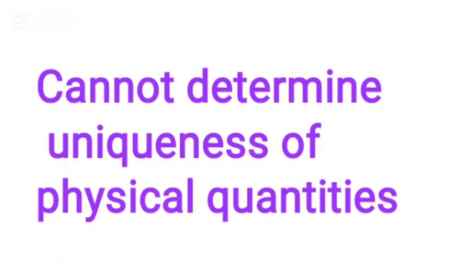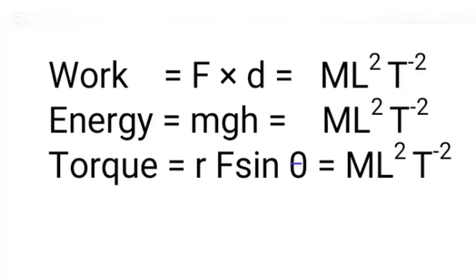One limitation of dimensional formula is that it does not determine the uniqueness of physical quantities, because work, energy, and torque have the same dimension. Consequently, the same derived unit is broken down to the three basic fundamental units. Let's take a few examples on dimensional analysis.